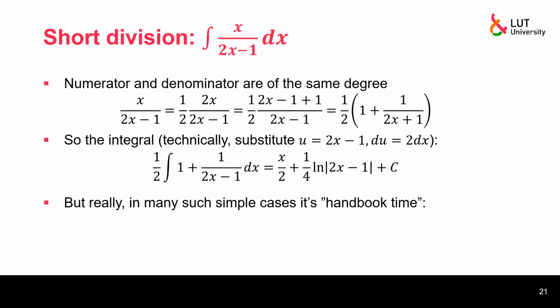And again, skipping one step technically, we could substitute here to have u equals 2x minus 1, and du is 2 dx. We get the integral of this, which is the same as integral of the one on the headline, which goes to x over 2, so half x, which is the integral of 1, plus 1/4 of natural logarithm of absolute value of 2x minus 1 plus c.